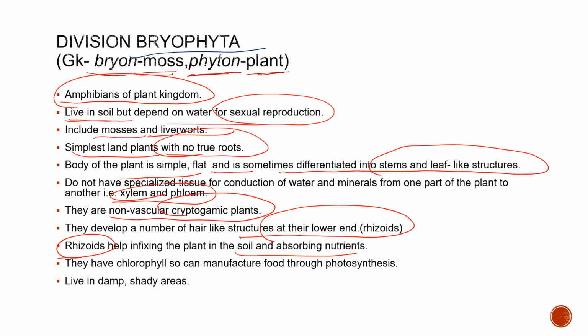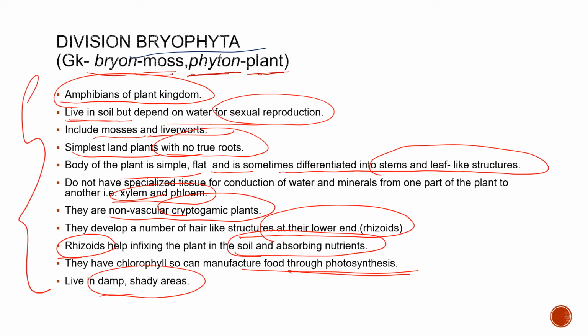So they help the plants absorb nutrients from the soil, and they have chlorophyll, so they can also manufacture food through photosynthesis. These Bryophyta are plants which stay mainly in damp and shady areas. Is it clear? These are all the important characteristics of Bryophyta.